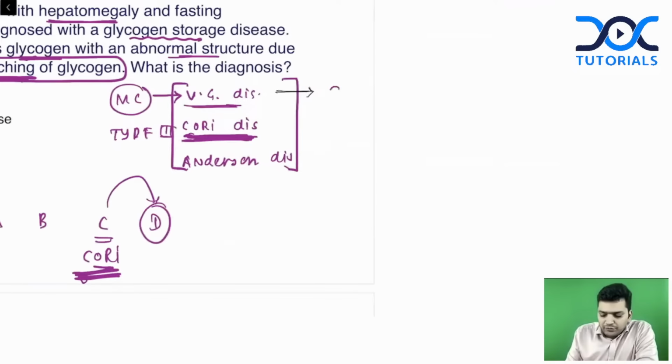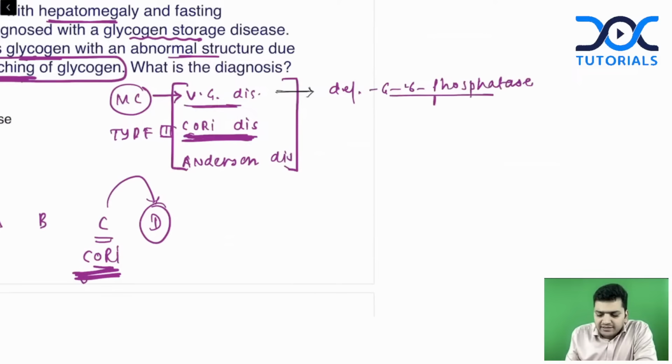Von Gierke is due to deficiency of glucose 6 phosphatase. And this enzyme is actually only found in the liver. This enzyme is physiologically absent in muscle. So if there is a deficiency of this enzyme, that is only going to affect the liver. It's not going to affect muscle, because this enzyme is not there in the muscle.